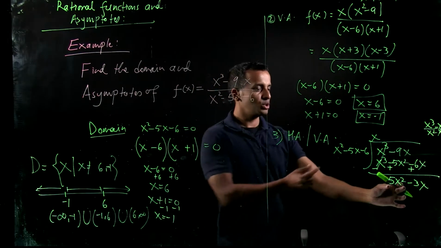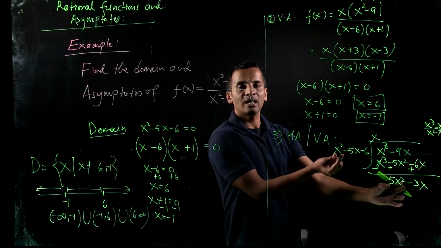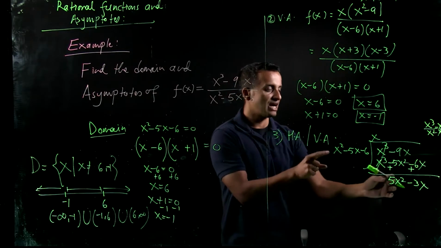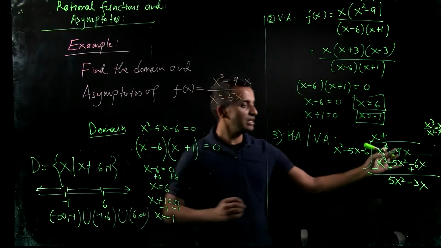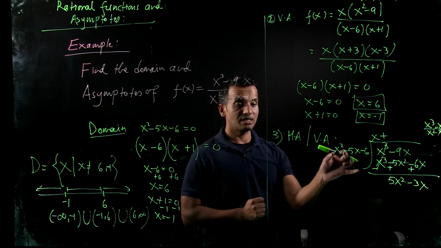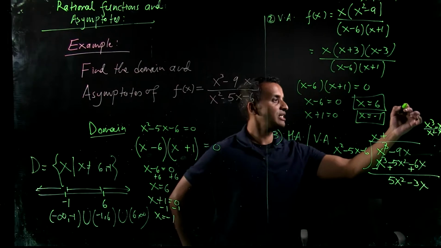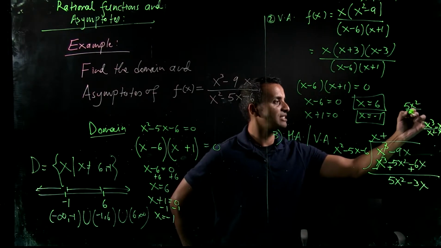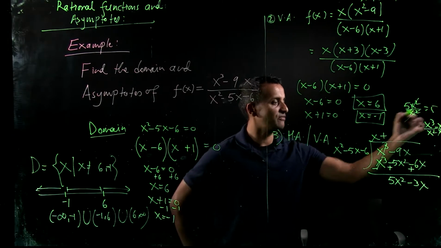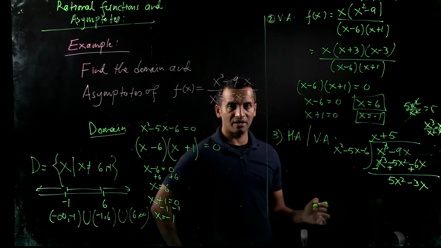So what is the degree of this? 2. Degree of this is 2 again, right? So you can still divide. So next thing we do is divide 5x squared by x squared. What do you get? So basically you divide 5x squared by x squared. Cancel x squared and x squared, it is just 5. So you write plus 5 there, right?